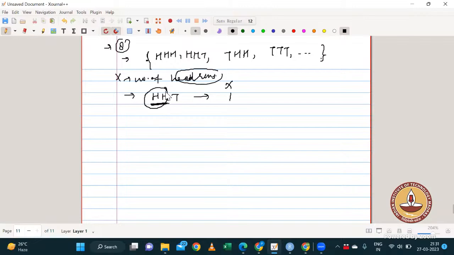If you consider the case THS, how many head runs are there? One, because two consecutive heads are occurring. If I'm saying HTH, is it a head run or not? No, because two consecutive heads are not there. So similarly, you can think about the remaining values. And the probability for a single head is 0.75. So find out the probability of HST.